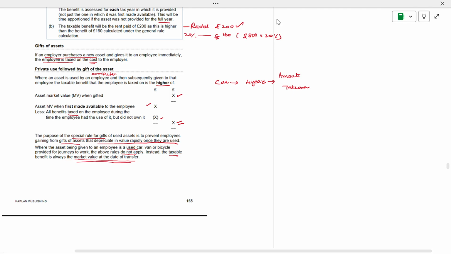Now, what is the message they are giving? They are giving you the message that when we are giving any asset, that asset should be taxed based on the market value at the date of transfer.